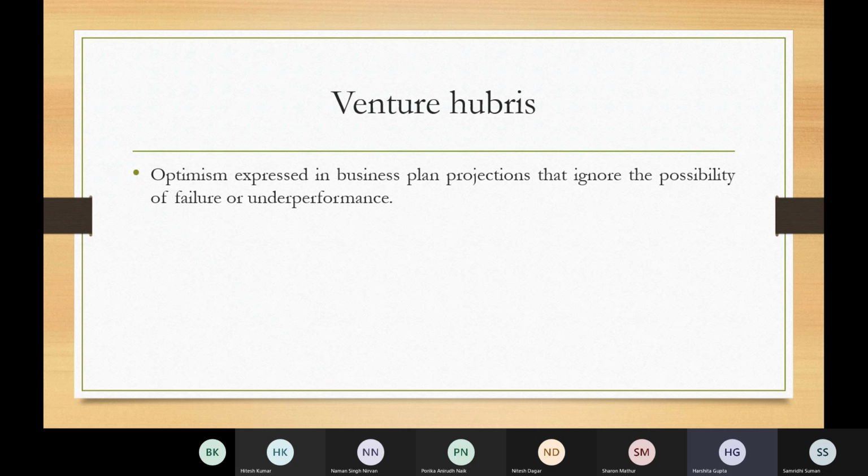Like if I can see that the market rate of return is maybe 20%, but as an entrepreneur I feel that my product is the best in the market and I will take the market by storm and should be able to earn a 25% rate, which is not possible, or not ideal for an entrepreneur to go with. So that optimism with which entrepreneurs express their business plan projections is venture hubris.